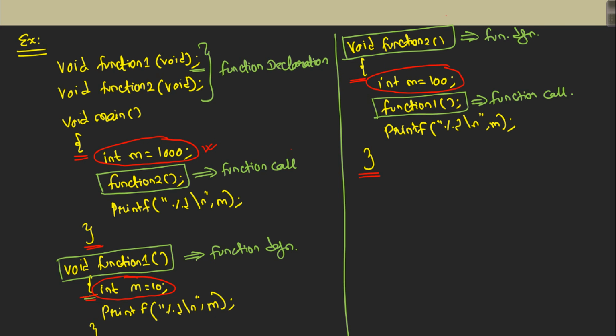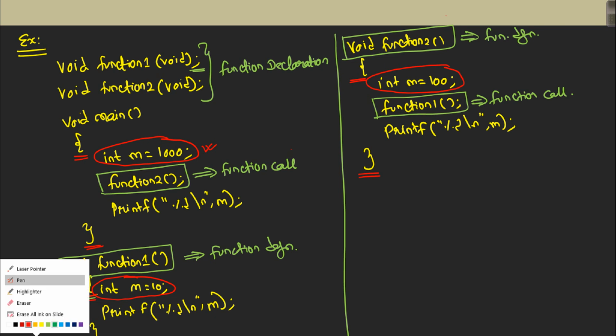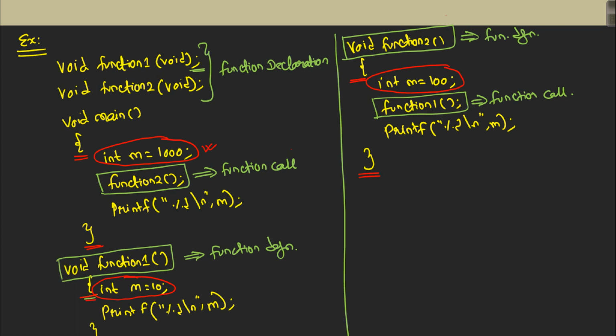So now we will try to execute the program. Okay, so what will happen when you are executing this program? You are compiling the program. So first the compiler will see the main function.